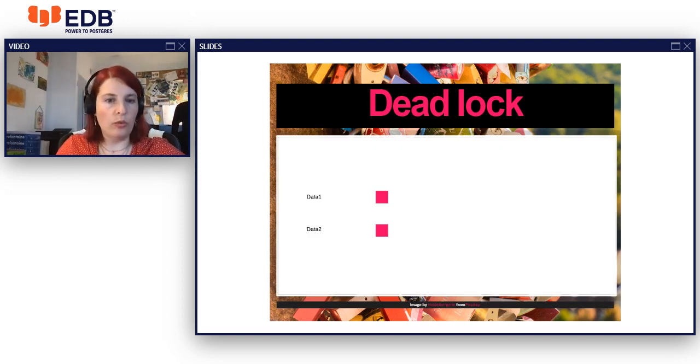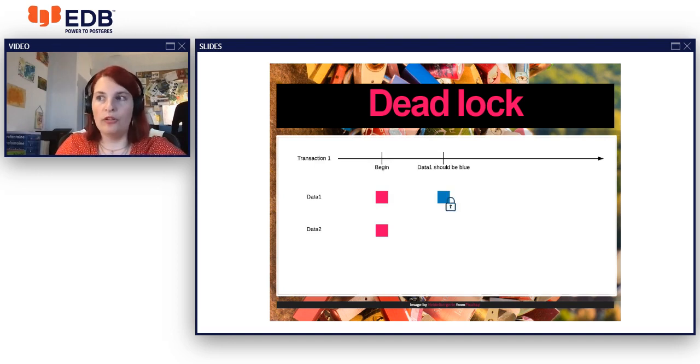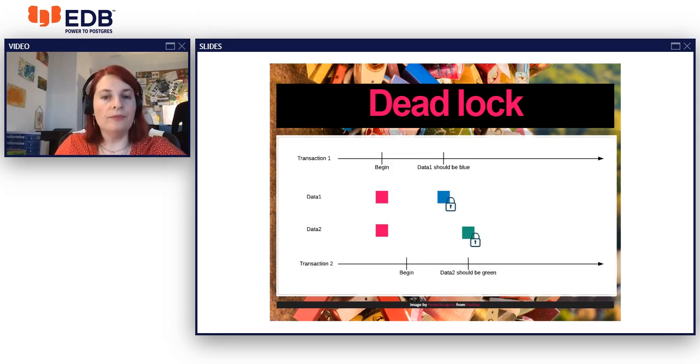So let's assume we have two data, two pink squares. The first transaction says that data 1 should be blue. So it changes the data, and by doing it, it will lock that data. The second transaction comes and says that data 2 should be green. So by doing so, it will lock data 2.